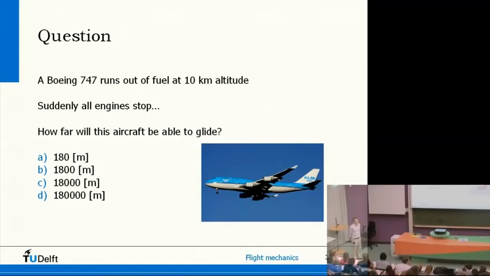Imagine you're in that Boeing 747, 10 kilometers altitude, so about cruise altitude. And for some reason whatsoever, all engines fail. Now, you may think that's a weird scenario, but it's happened before.